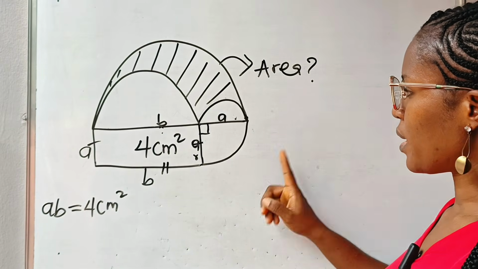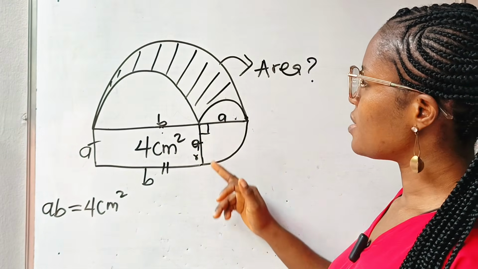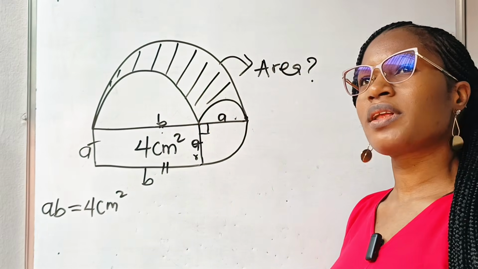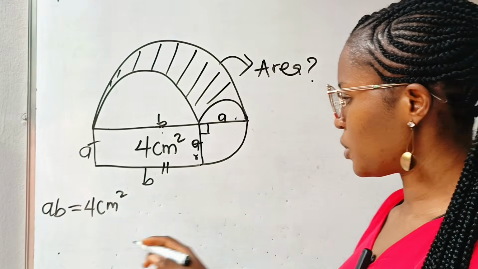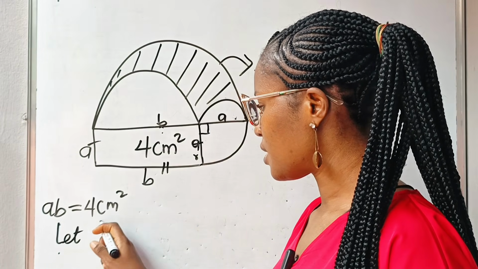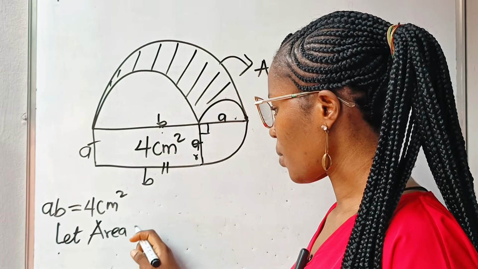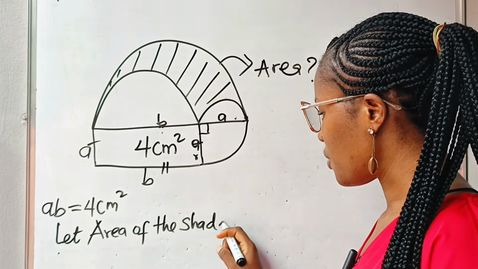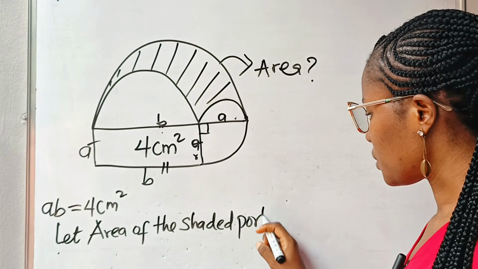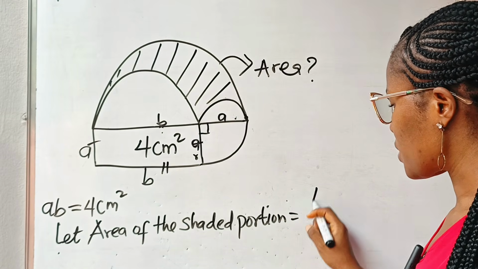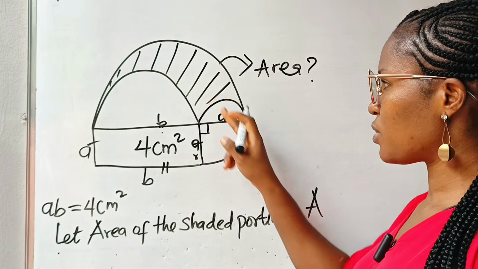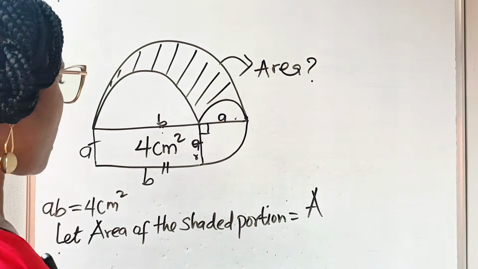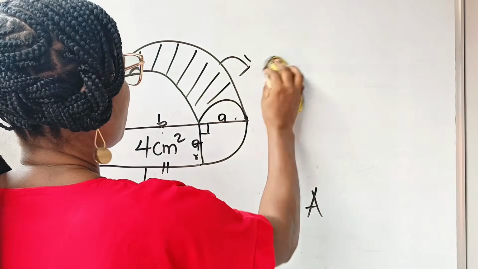Now, back to what we have. We are asked to find the area of the shaded portion. By looking at this, you will believe me that the area of the shaded portion, let the area of the shaded portion be equal to capital A. So let's use capital A for the area of the shaded portion, okay? Now let us analyze what A should be.